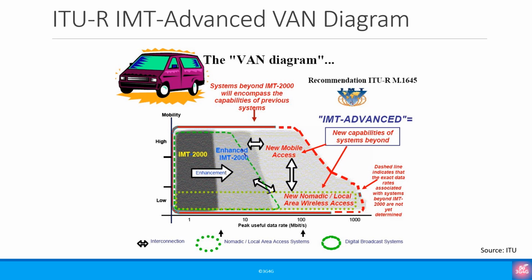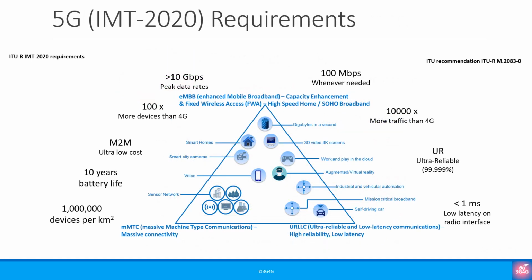I wanted to show this IMT-Advanced Venn diagram, which was in the ITU recommendation specifying the objectives for the future development of IMT-2000 and the systems beyond IMT-2000. Similarly, for 5G, you must have seen the IMT-2020 requirements triangle as specified by the ITU.